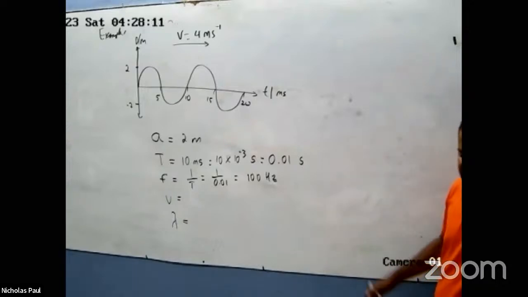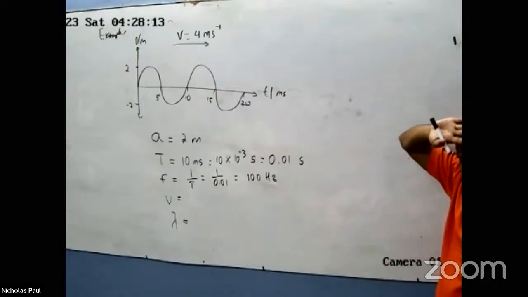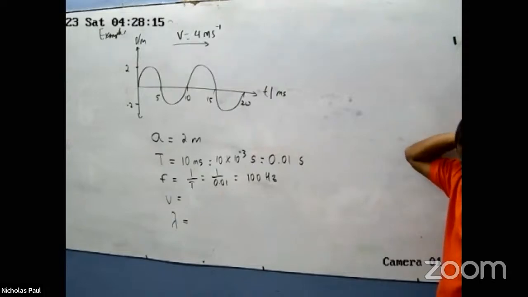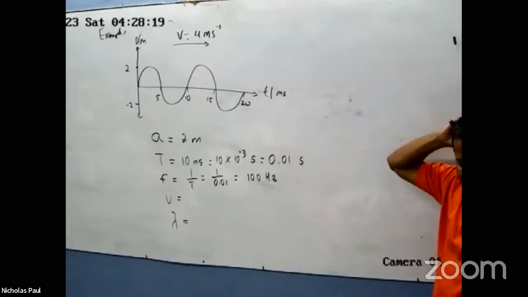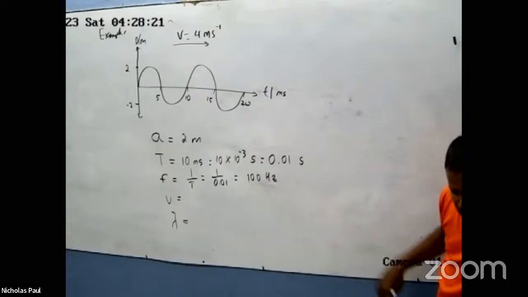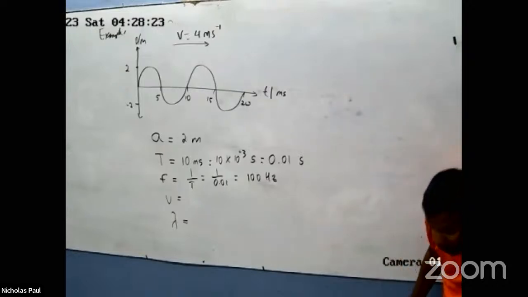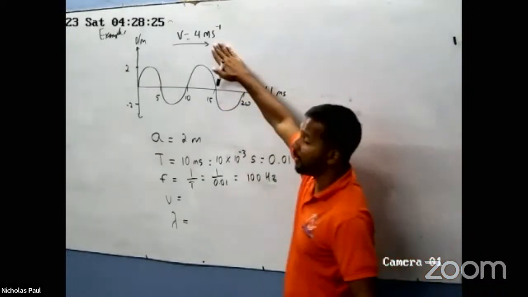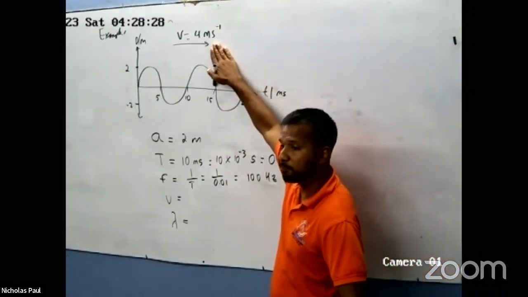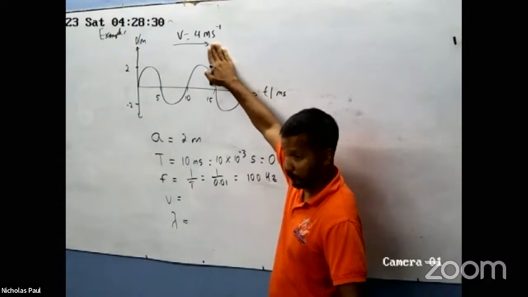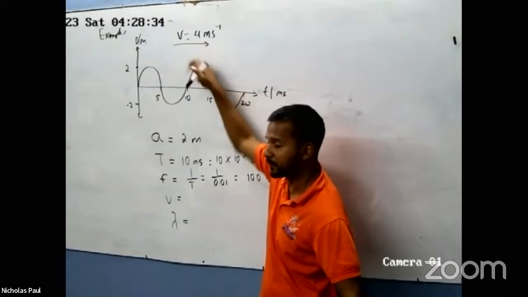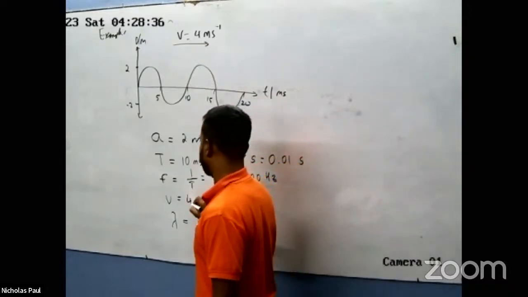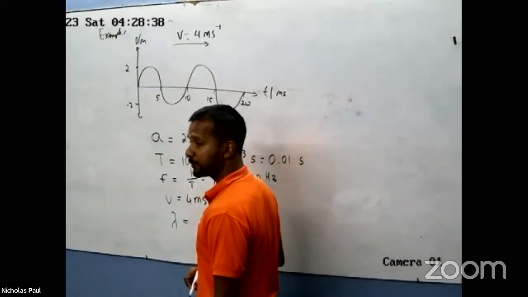Aiden, what do you think is the speed of the wave there? Aiden, you there? Aiden said 4. Very good. If you look here, you see the speed of the wave. You recognize that? So I told you that the speed of the wave is 4 meters per second. So we simply write 4 meters per second.